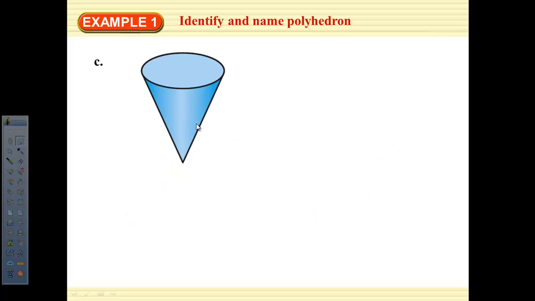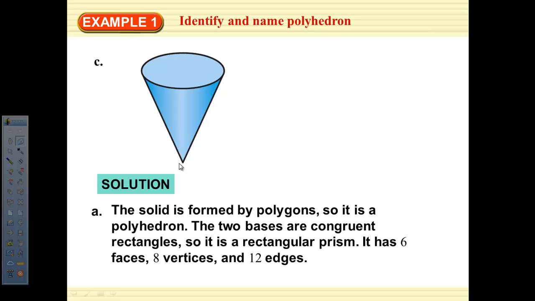And for this one, this is not a polyhedron because we have curves in it. And remember, polyhedrons have to have all straight edges. So this isn't a polyhedron, but it is a cone. Number of faces, we have 2. I don't know if they're asking for edges or anything. I don't think so.